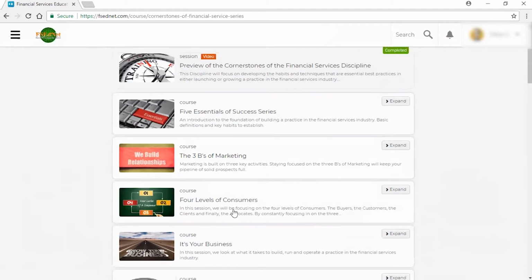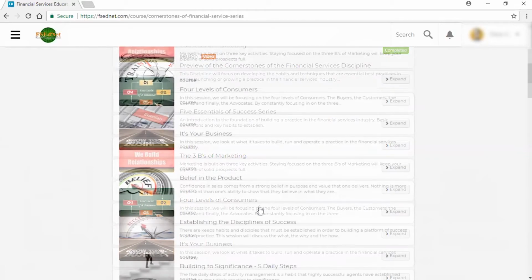In the 4 levels of a consumer, we explain that when a sale is made, the relationship is just beginning because that consumer is only at the first level, that of a buyer. The second level, that of a customer, is when that consumer thinks about insurance or investments and they think of you. The third level is a client. A client is someone who seeks your advice and counsel. The fourth level is an advocate. We will explain the importance of these levels and how to move your consumer through each level.